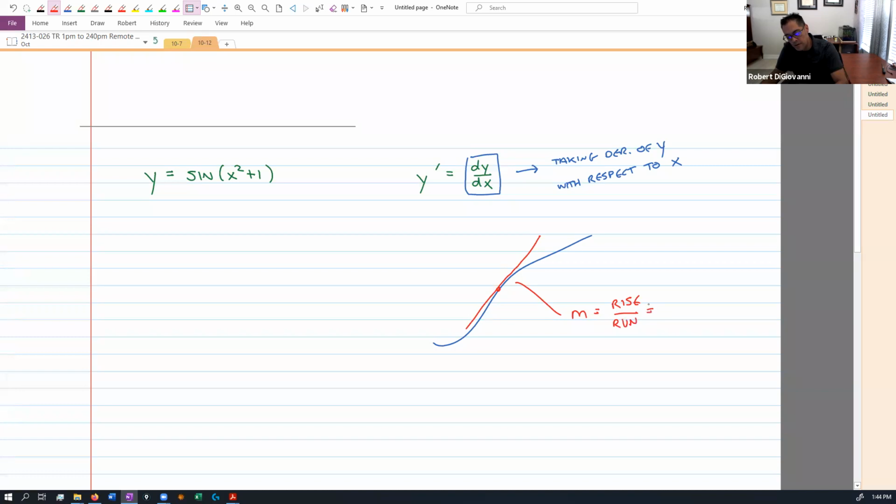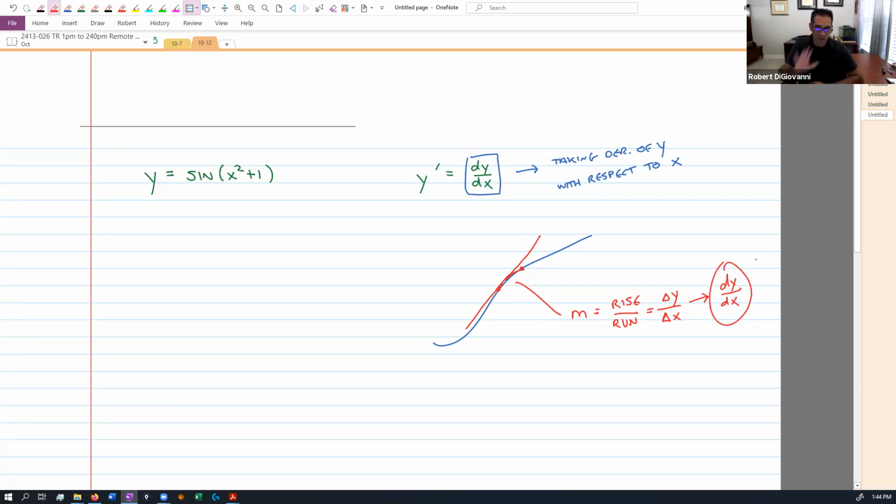And the run is your left and right. That's your change in x. And your rise is your change in y. And so basically slope is always change in y over change in x. The key point here is that we take a limit. And when we take a limit, we let that second point turn into the first point. That's where this turns into dy/dx. So this notation just means you're taking the limit of a secant line.